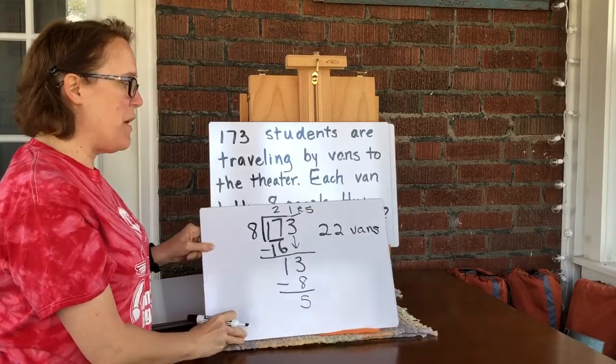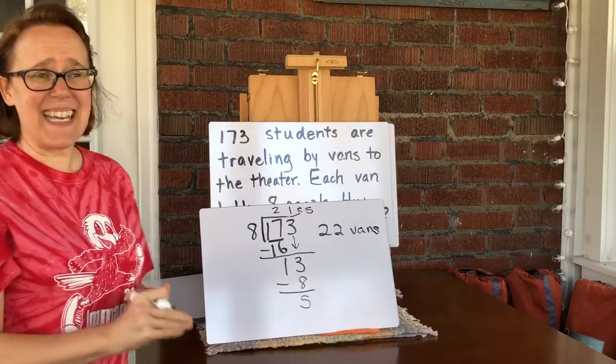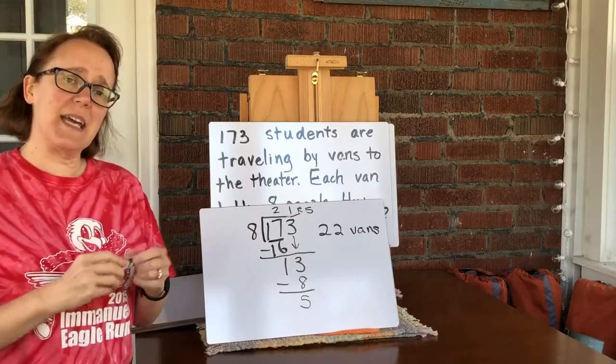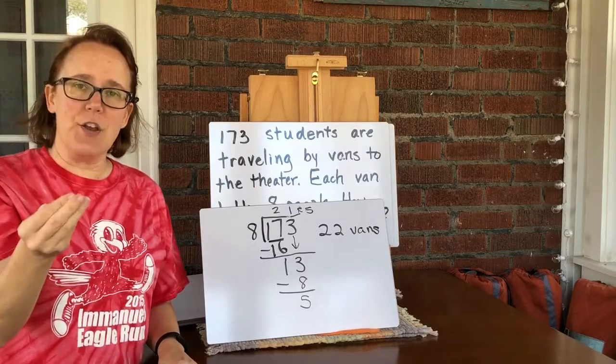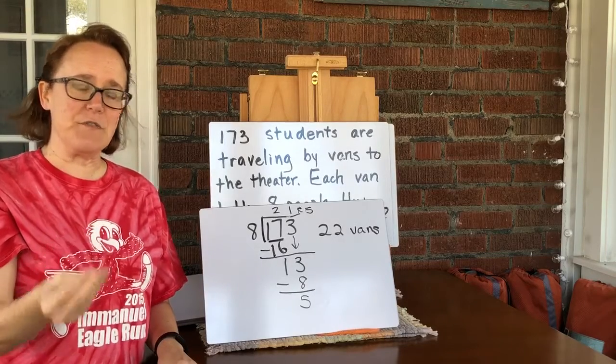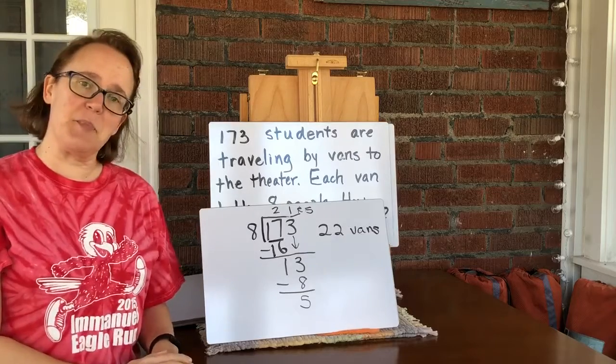So the next time you have a problem that has icky numbers that are big, try thinking about it with little numbers so that you can make your mental picture and know what operation you need to use. Then go back and do it with the big numbers.